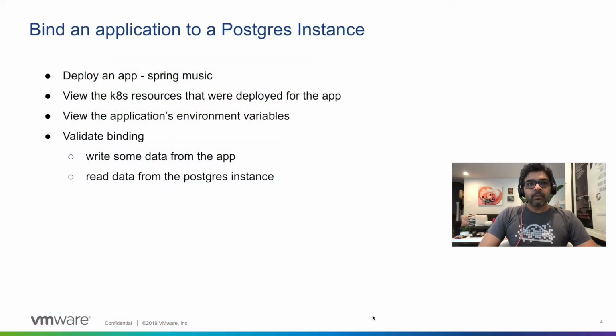In today's demo, we are going to be discussing how easy it is to bind an application to a Postgres instance that you deployed using the Tanzu Postgres operator. What this video will cover is we will already have an operator installed and a Postgres instance deployed. We will then deploy a Spring Music sample app. We will look at all the K8s resources that were deployed by this application. We will also check out the application environment variables, and then we'll validate the binding by writing some data from the app and reading it from the Postgres instance. All right, let's get started.